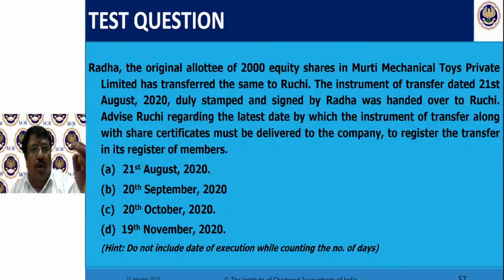So, 22, 23, 24, 25, 26, 27, 28, 29, 30. August has 31 days, so 31st August. 10 days over. Balance, I have to count another 50 days. August over. September has 30 days. 30 days over. Now, October, I have to count another 20 days. So, the answer would be 20th of October 2020. So, 10 days gone in August, not including the date of execution, the 22nd to 31st. Then 30 days in September. Then 20 days in October, the 20th. That is the correct answer.